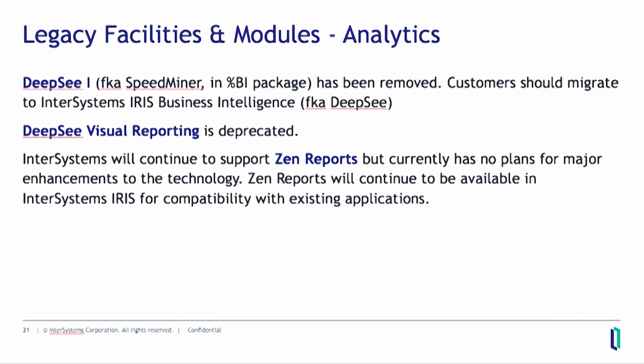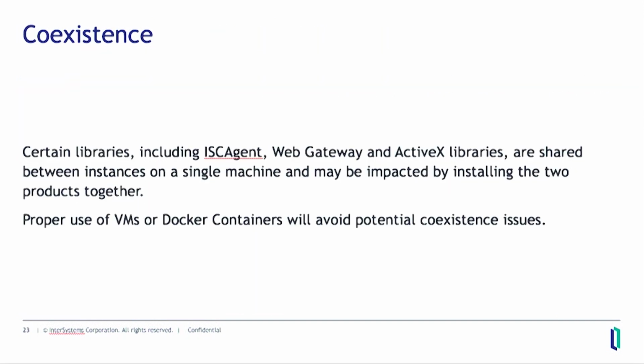DeepSee 1 has been removed. I don't think that's any surprise. When we talked about DeepSee, typically DeepSee 2. The DeepSee 1 is something customers should move away from. This is really old for quite some time. DeepSee visual reporting is deprecated, and Zen reports as well. I'm sorry, Zen reports will continue. Sorry, I should not say that. So coexistence.